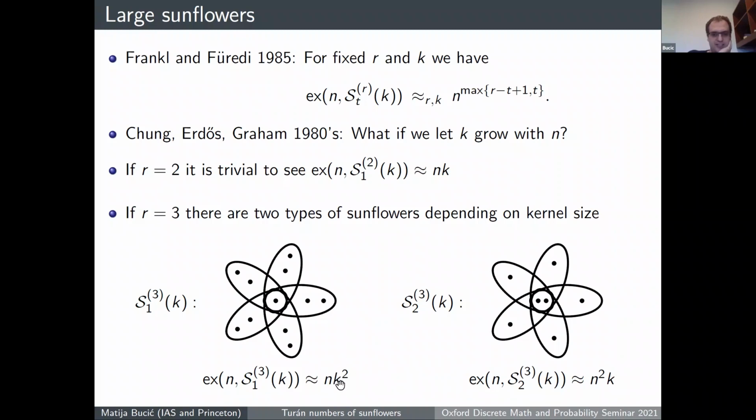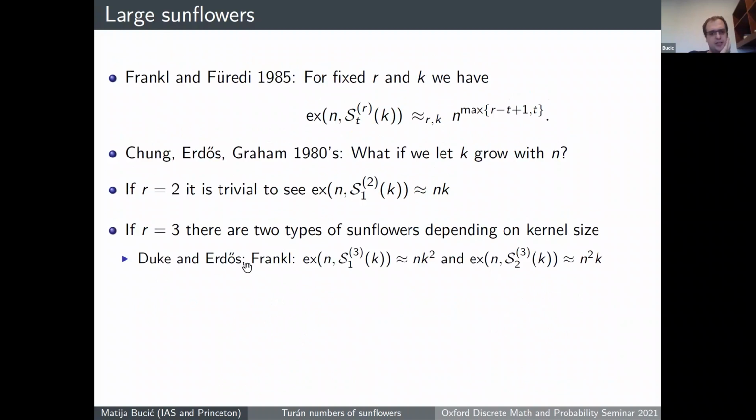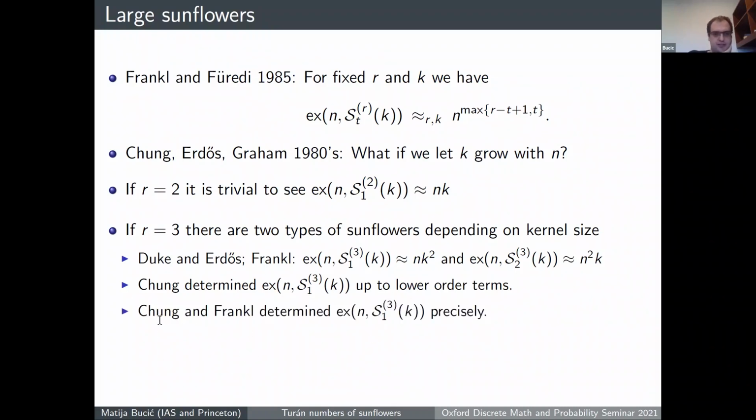So here in this answer, we replaced one factor of n with a factor of k, so it's smaller. And in some sense, this is the reason why the upper bound here is harder and the lower bound is trivial. This one was solved by Duke and Erdős in their original paper up to a constant factor. Then Frankl got slightly better bounds. Following that, there was a very nice paper of Chung, which used some weight shifting arguments to actually determine the answer in this left case up to lower order terms. And then following that, another very nice paper of Chung and Frankl managed to determine this Turán number really precisely.